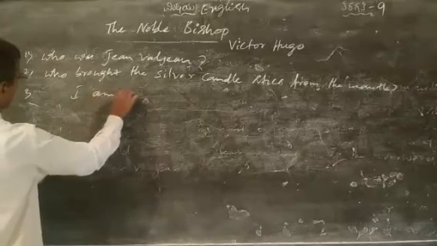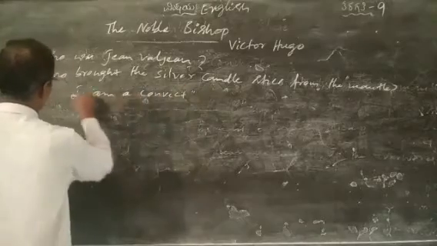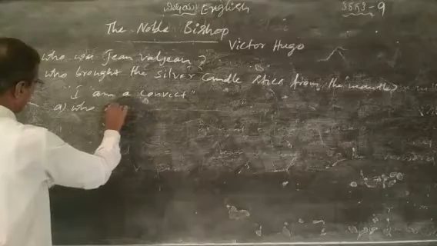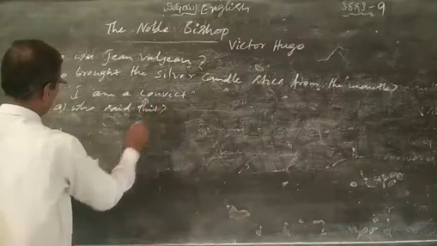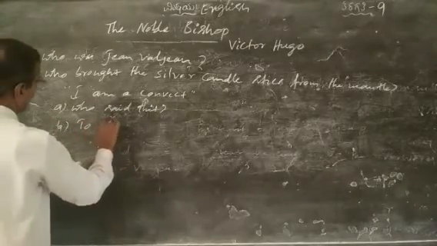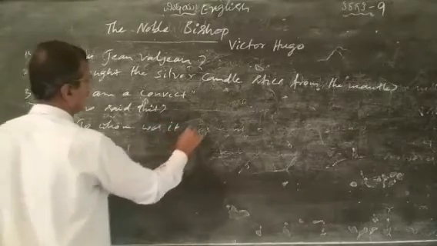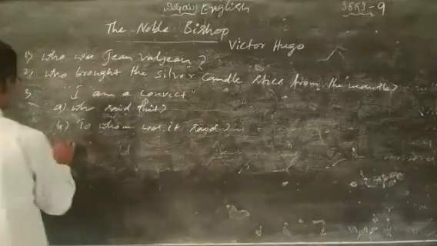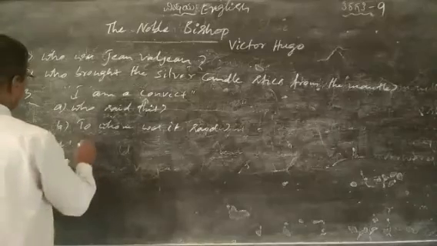"I am a convict." Okay, who said this? To whom was it said? When did he say so?